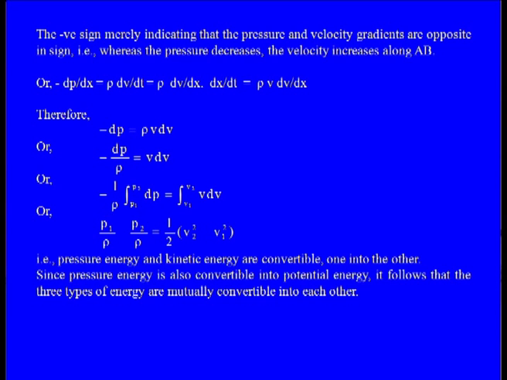If you integrate both sides, the range goes from P1 to P2 and V1 to V2. If the pressure changes from P1 to P2, accordingly the velocity changes from V1 to V2. So, we get P1 by rho minus P2 by rho equal to half V2 square minus V1 square, assuming the density is not changing. That is, the pressure energy and kinetic energy are convertible one into the other. Since the pressure energy is also convertible into potential energy, it follows that the three types of energy, kinetic energy, potential energy and pressure energy, are all mutually convertible into each other.